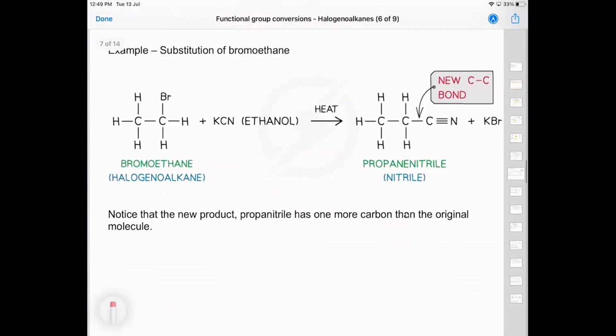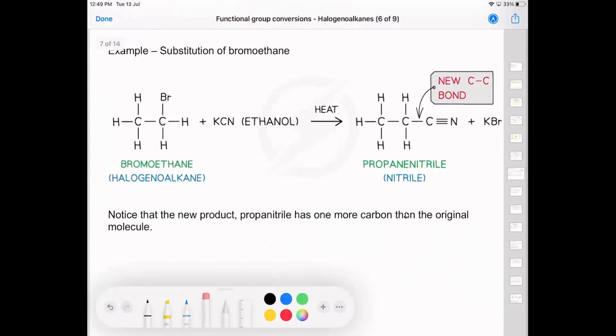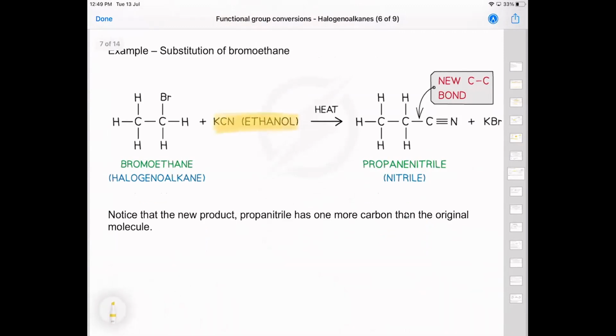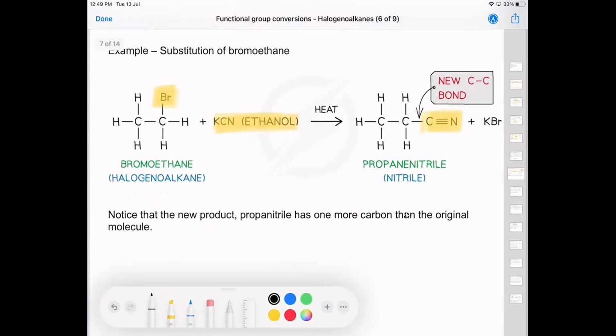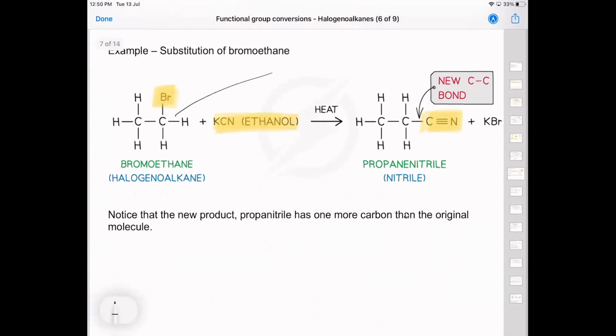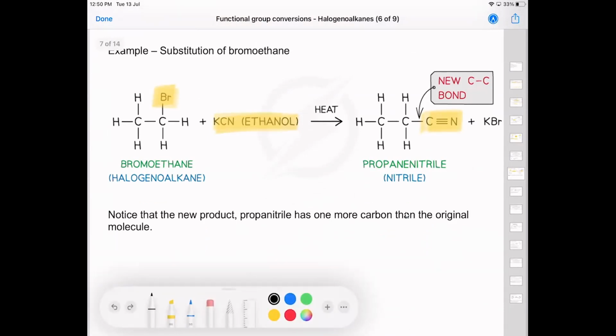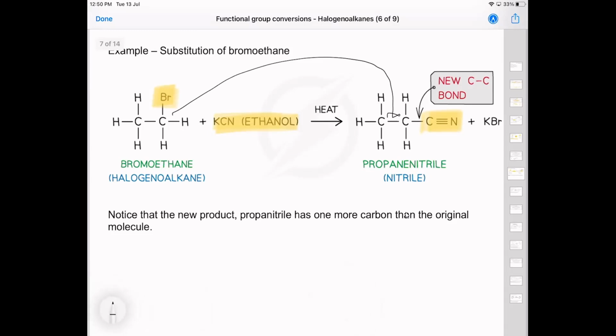And exactly the same thing, you just need to learn the specific conditions. And in this case, you have to have KCN in ethanol. And then what you'll see is we take off the bromine and we add the C triple bond N on that side. Don't worry about the way that it's drawn. They've just rotated that bond. All they've done from there to there is they've rotated that carbon. Instead of putting the CN at the top, they put the CN on the right-hand side.